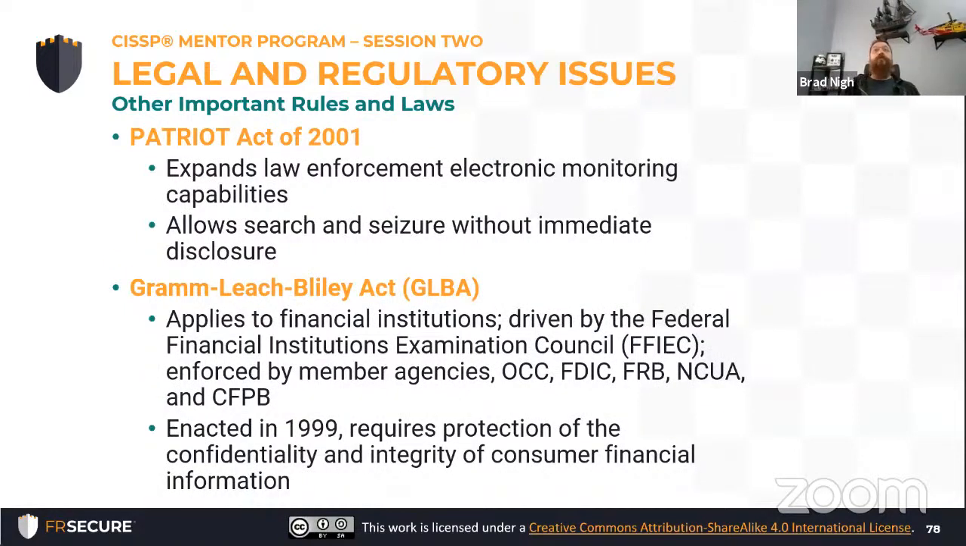All right, so Patriot Act 2001, make sure you know that. It expanded law enforcement's electronic monitoring capabilities and search and seizure without immediate disclosure. That's really what you need to know.